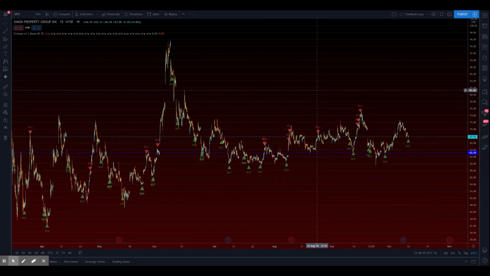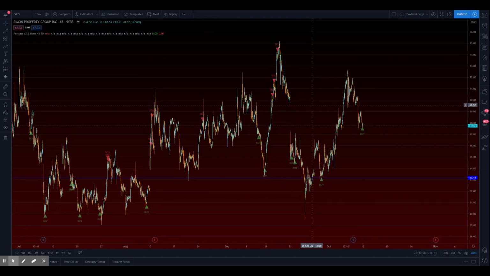Kamikaze here with some tips and tricks on using Fortuna to enter and exit trades, as well as when to use calls and puts. So I have Simon Property Group pulled up here just because it was the most recent ticker I was looking at. Wanted to go through a couple things on how you can use it to enter into trades and to potentially exit trades. So let's talk about calls first.